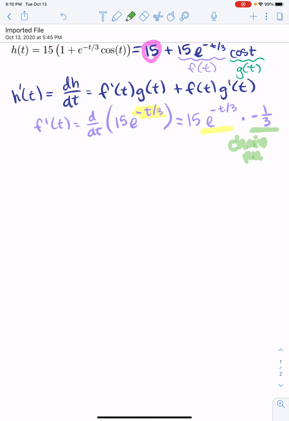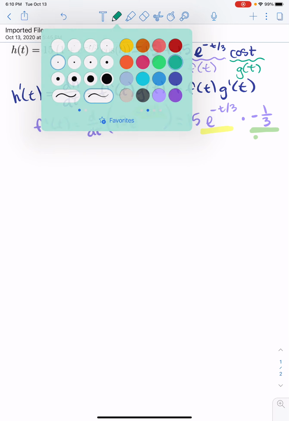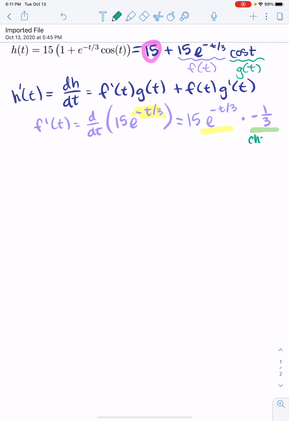It's not very nice looking. Let me try that again. Chain rule. And here we use the exponential rule.